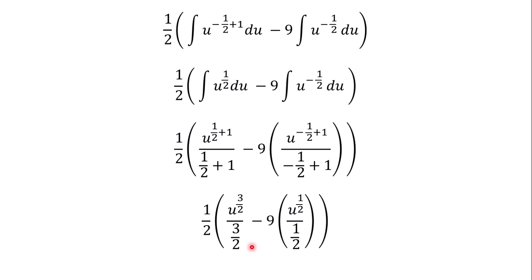Good. Now, these two here will just go and multiply u raised to the power 3 over 2. The same thing applies here. This one will just go and multiply u raised to the power half.